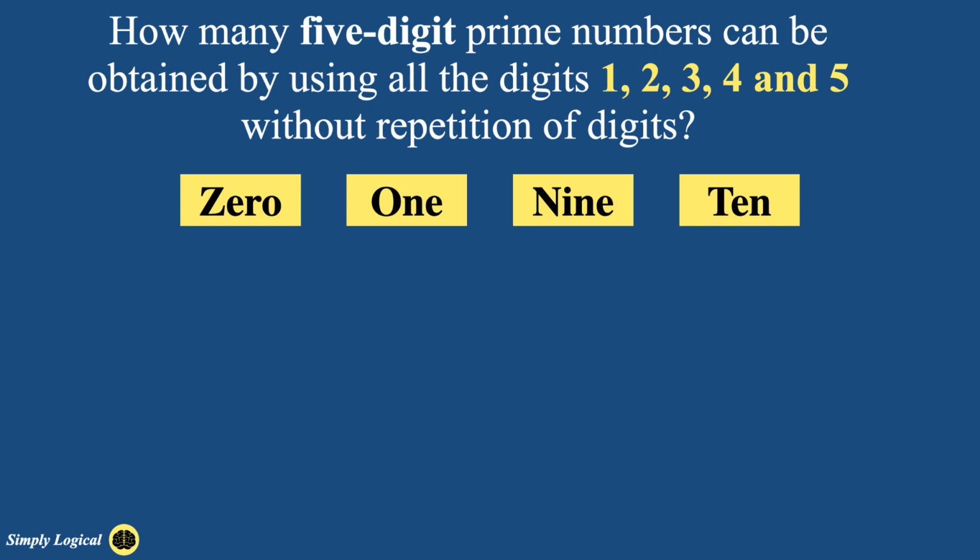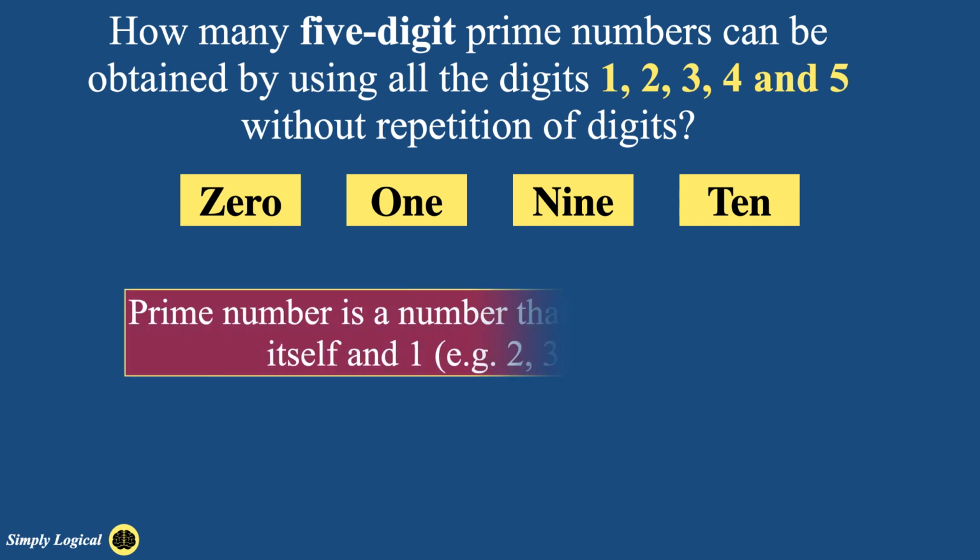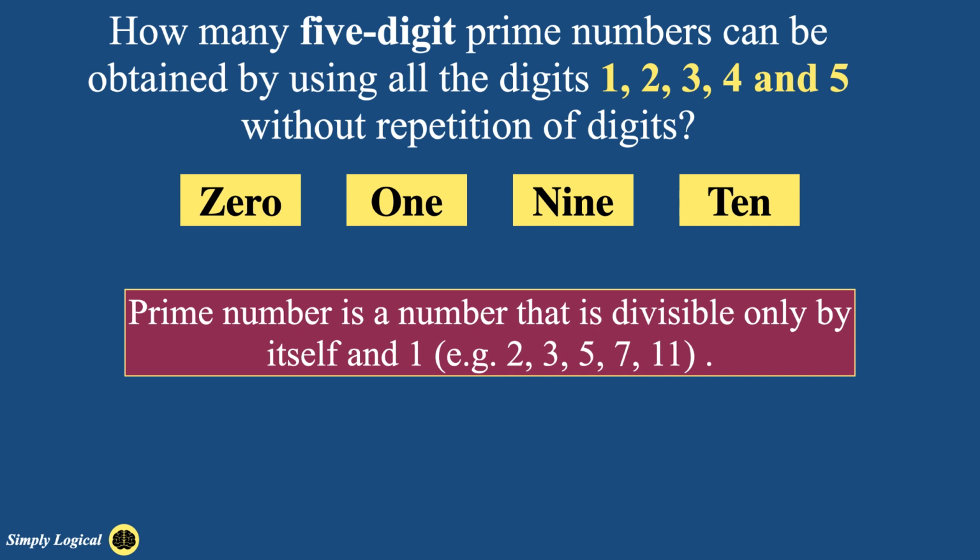First of all, it is important to understand what prime numbers are. A prime number is a number that is divisible only by itself and 1. For example, 2, 3, 5, 7, 11 are all prime numbers because they are divisible only by 1 and themselves. The digits 1 to 5 can be rearranged into many distinct 5-digit numbers. So your task is to find all the prime numbers formed using the digits 1 to 5.